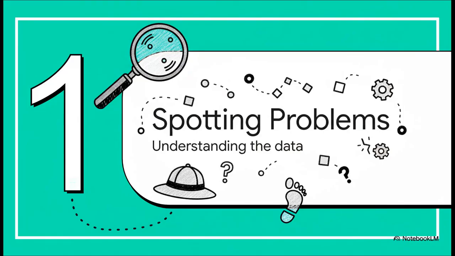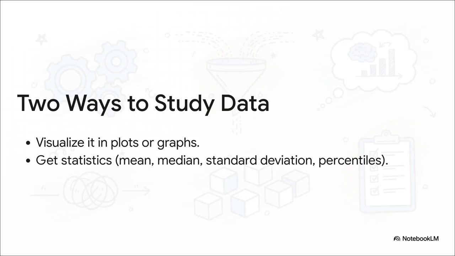Our first step on this journey is all about just taking a look around and spotting problems. You know, before we can even think about changing a single number, we have to put on our detective hats and really understand what we're working with. So, how do we do that? Well, there are two main ways to go about it. First, you have to visualize it. I mean, make plots, graphs, histograms. You need to literally see the shape of your data. Second, you got to get the stats. You calculate the mean, the median, the standard deviation, all that good stuff, to understand it mathematically. You really need both, the eyes and the numbers, to get the full picture.